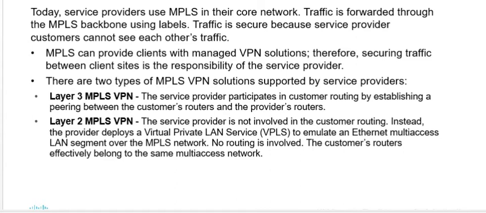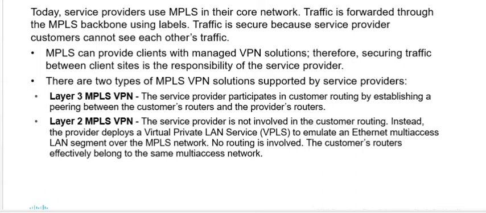Again, I'm going to highlight that today service providers use MPLS and allow the ISP to help or assist with the core network that is forwarding traffic. This MPLS backbone uses labels and is secure because the service provider customers cannot see each other's traffic. We can only see our own. So MPLS can provide clients with managed VPN solutions, therefore securing traffic between our sites, and is the responsibility of our service provider. Again, AT&T, Comcast, whoever is providing the MPLS VPN connection. These things can function at both layer 3 and layer 2.